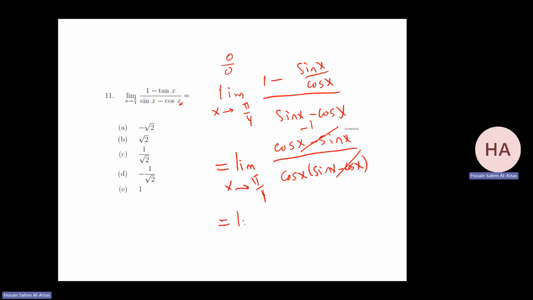So that will be limit as x goes to pi over 4 of minus 1 over cosine x. And cosine pi over 4 is not 0, so I can do the calculation. That will be cosine pi over 4. And cosine pi over 4 is what? 1 over square root of 2. So that will be minus the square root of 2, and that will be my answer.